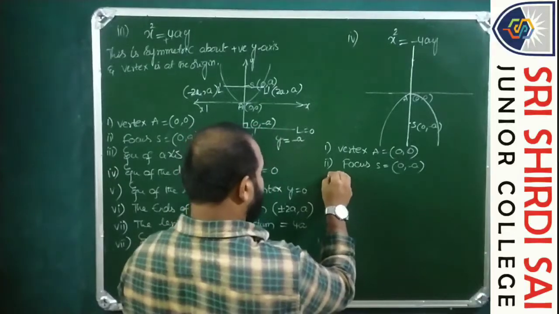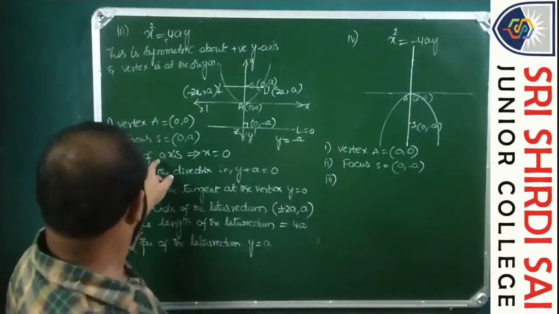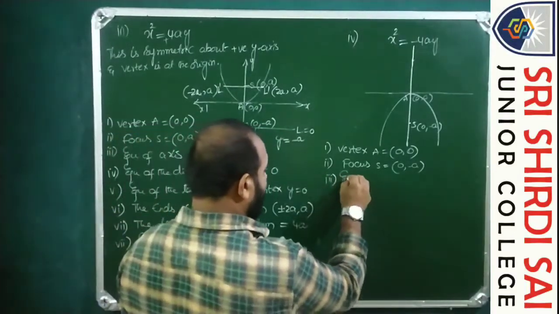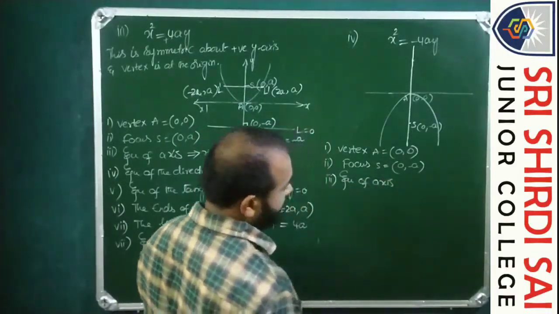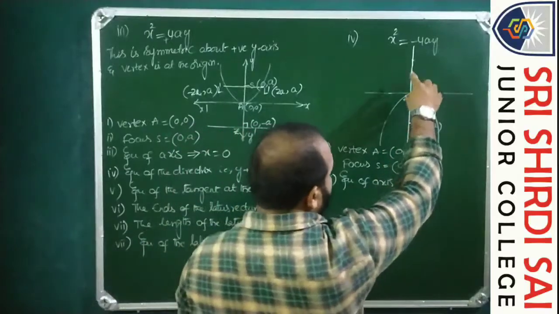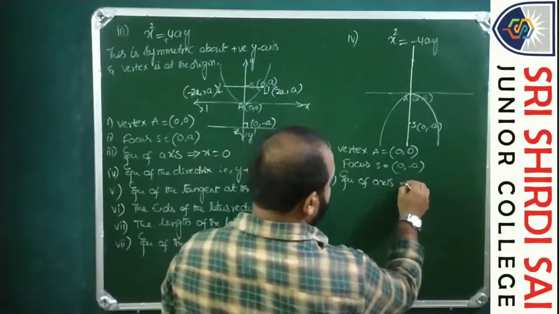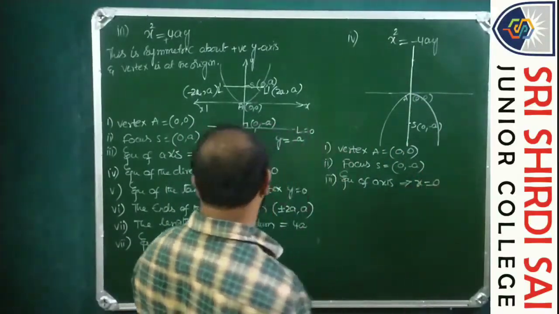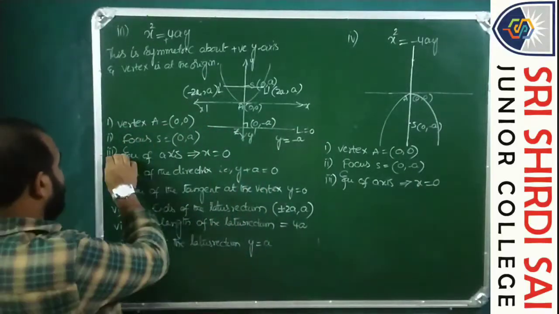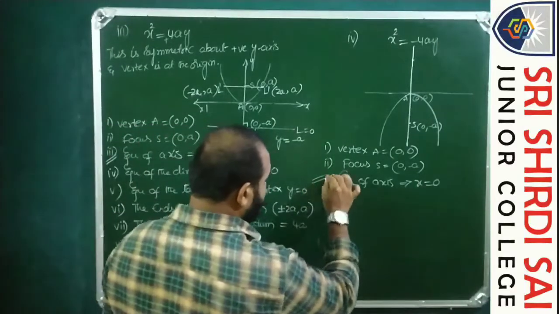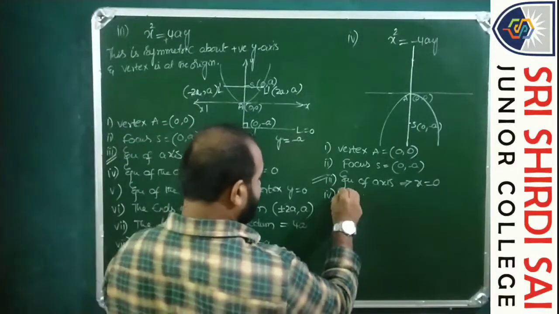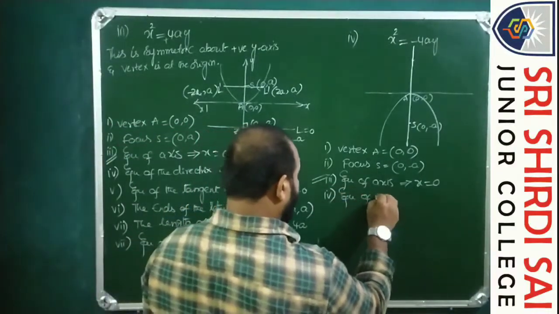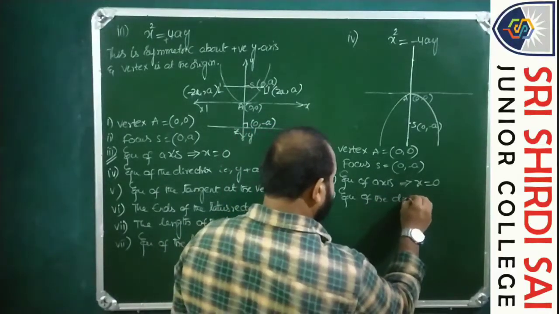The third one is the equation of the axis or principal axis. What is the principal axis here? The y-axis. The equation of the y-axis is x equals to 0. So this and this are not going to be changed. And the fourth one is the equation of the directrix.